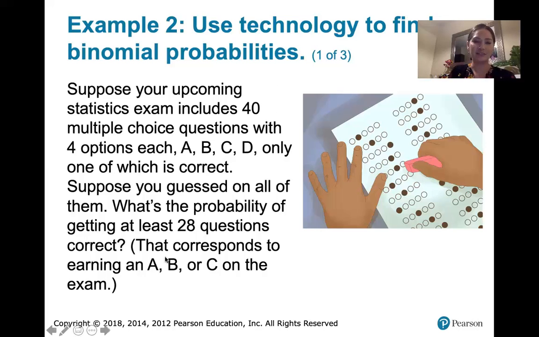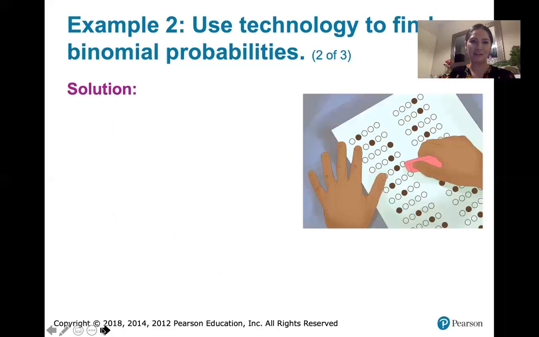So let's see what the probability of getting 28 correct is if you didn't study and you guessed on all 40 questions. Now you can imagine that you don't want to do this by hand using the formula. So technology is absolutely appropriate here. So we want this probability that X is greater than or equal to 28 so that we can get an A, B, or C.